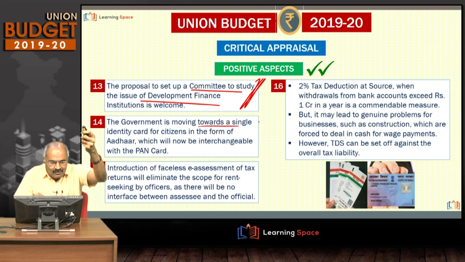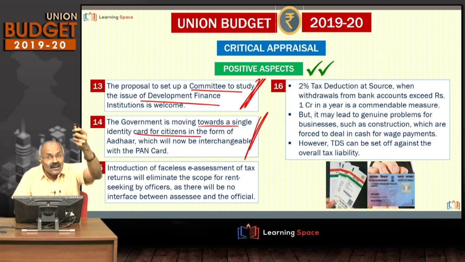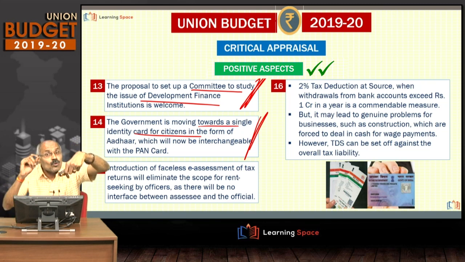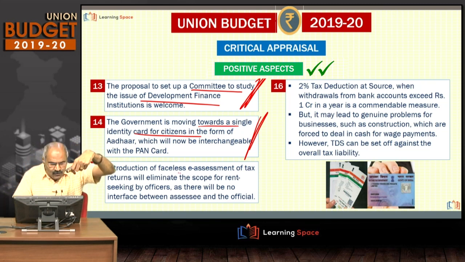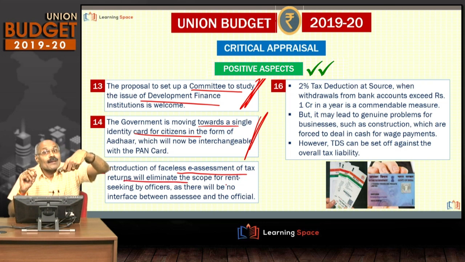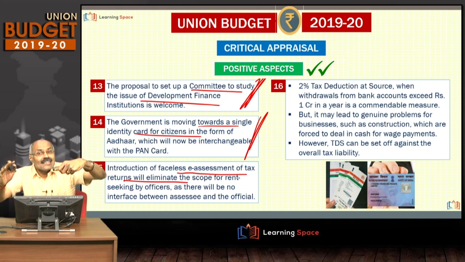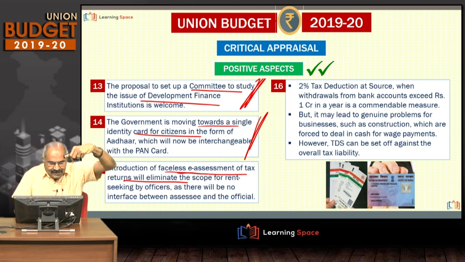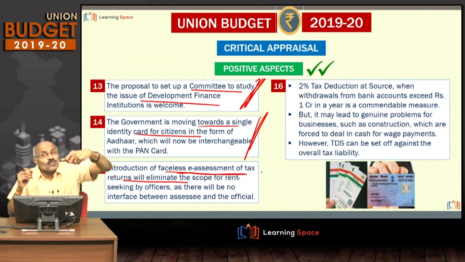Then another thing is government is moving towards a single identity card. Now Aadhaar is allowed. That means those who do not have a PAN card can file income tax returns with Aadhaar. This is most welcome. Then introduction of faceless e-assessment of tax returns. This will reduce corruption. That means there will not be any human interface. Here the assessment of the tax returns will be done in an electronic way. That means faceless e-assessment of tax returns will reduce corruption.